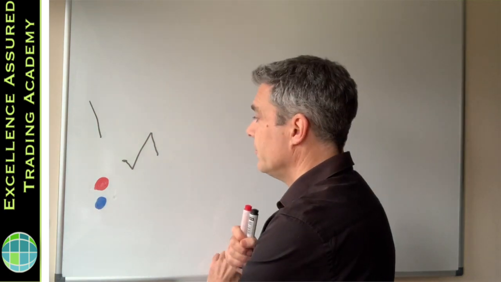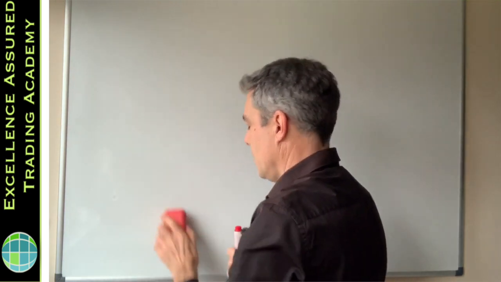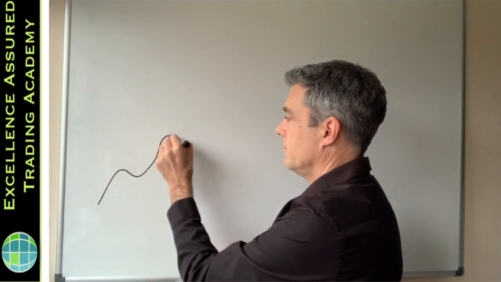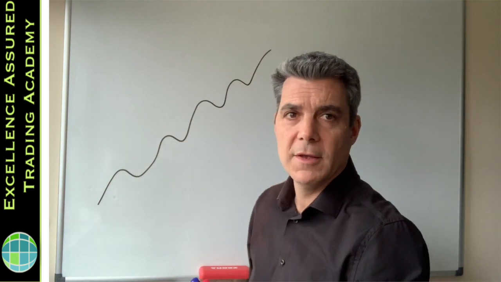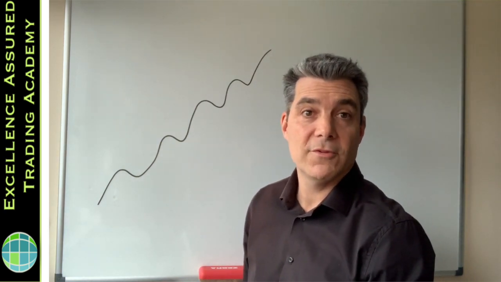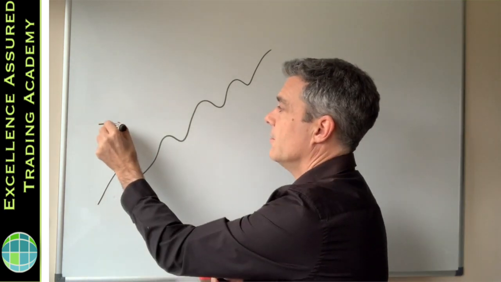So what you see on price charts is you tend to see this. That's an uptrend, and you'll see it in the opposite direction, which is a downtrend. You'll either get that or you'll get it doing this.